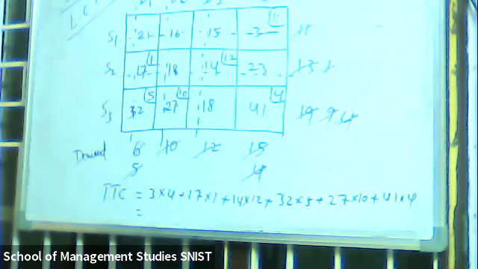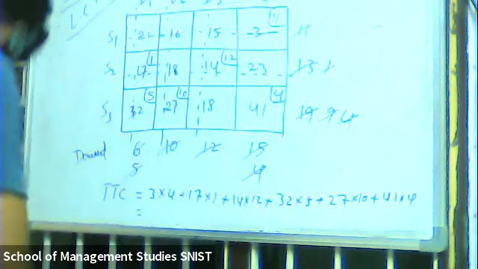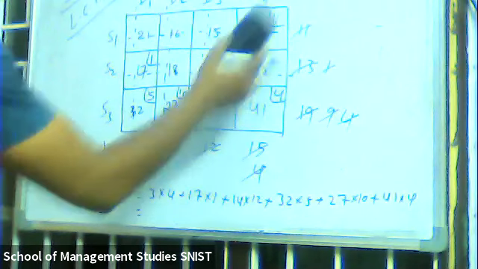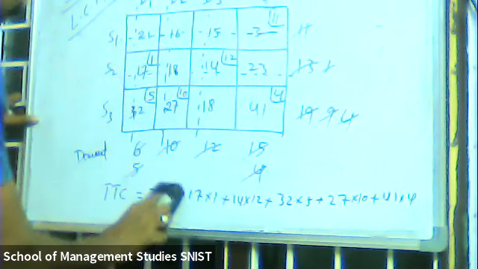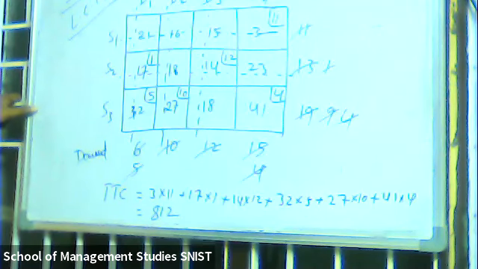No, sorry, this is 3 into 11, not 4. 3 into 11. Sir, 812. 812.